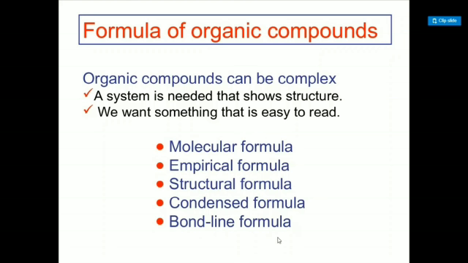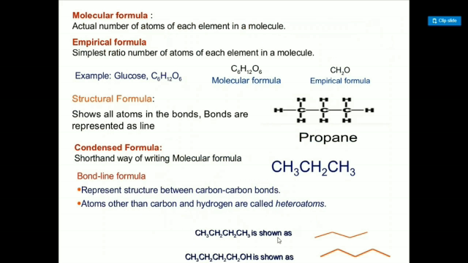Organic compounds can be complex. A system is needed that shows structure. We want something that is easy to read. There are different types of formulae of organic compounds: molecular formula, empirical formula, structural formula, condensed formula and bond line formula. One by one I will explain these all.